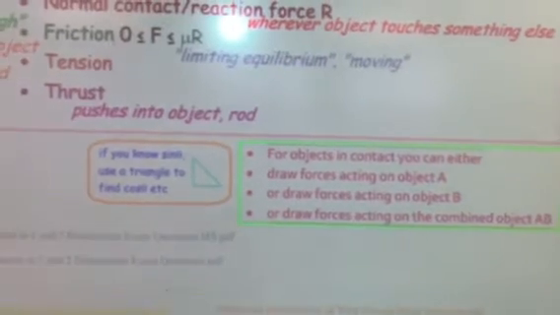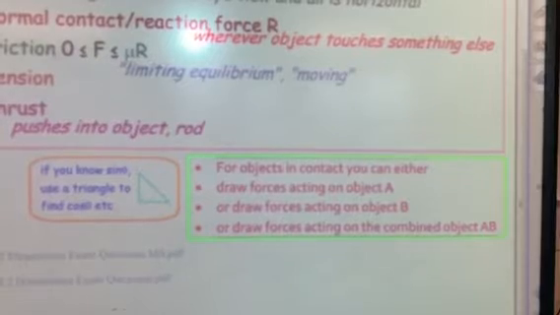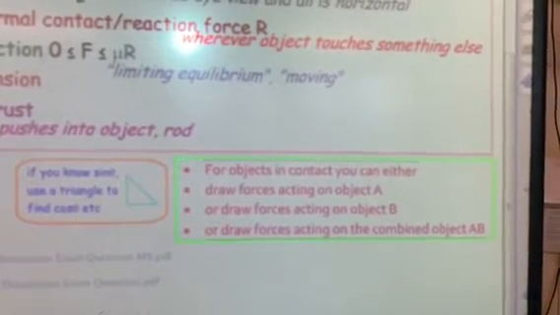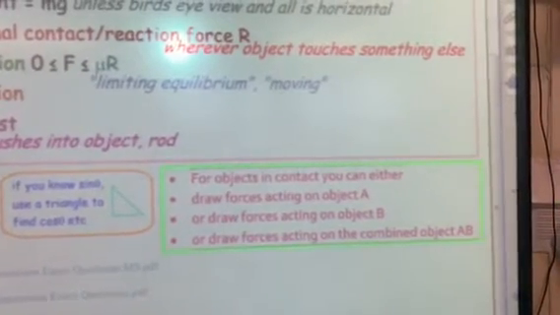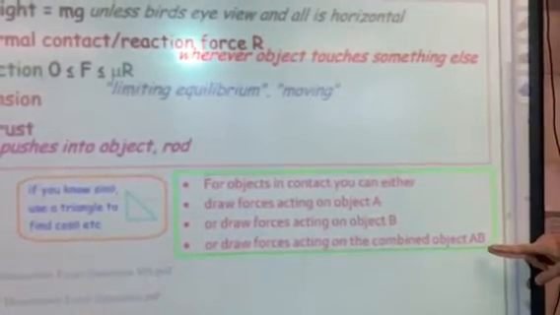Right. If you've got more than one object in contact, you can either combine the two objects together as one giant object and ignore any forces between the two. So sometimes that makes life easier.